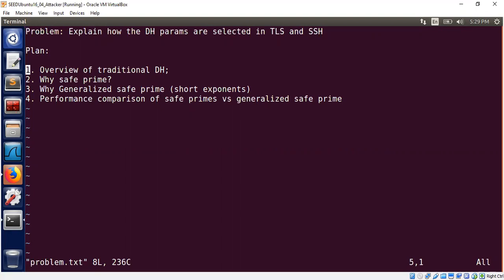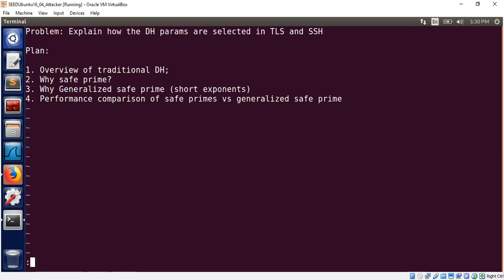Today I'm going to talk about the next part, which is why we need a safe prime when we use DH. Traditionally, the DH algorithm works without a safe prime, but in recent years, safe primes are actually used in TLS, SSH, and other protocols. So I'm going to talk about safe prime usage in this part of the video.